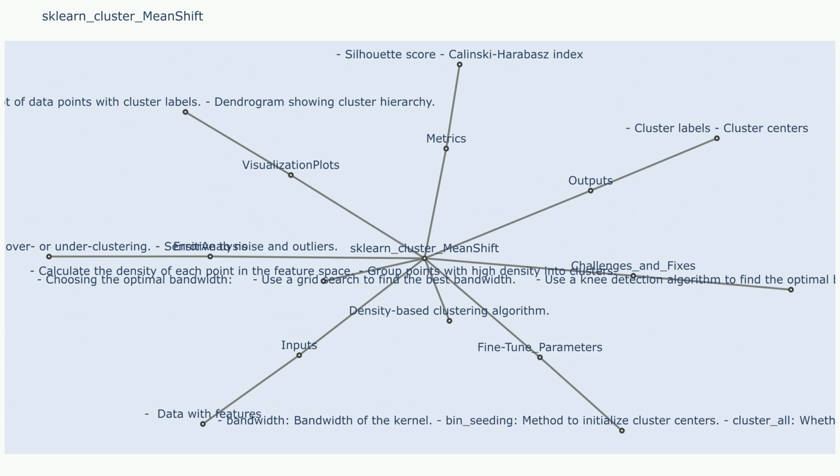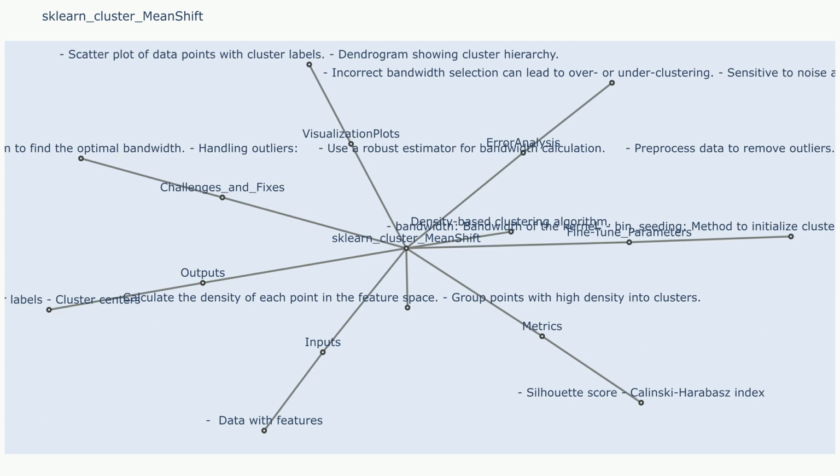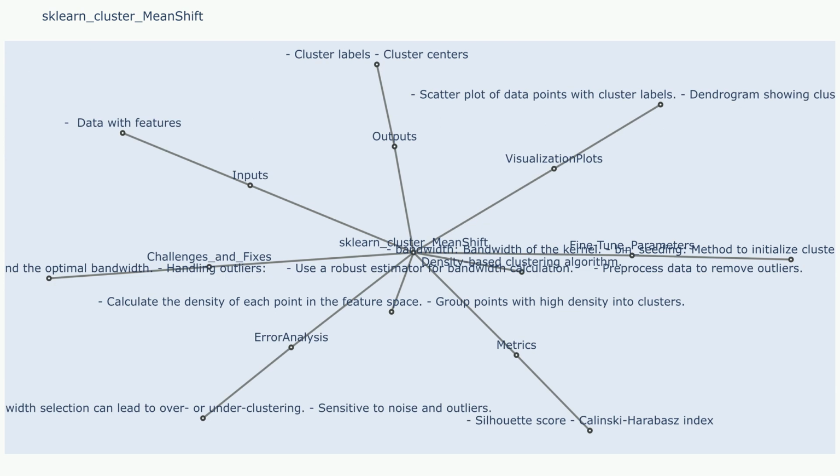Fine-tune parameters. Bandwidth. The key parameter that determines the size of the neighborhoods and the resulting cluster granularity. Experimenting with different bandwidth values is crucial. Bin seeding uses a binning technique to speed up the algorithm by initially clustering data points within certain regions.